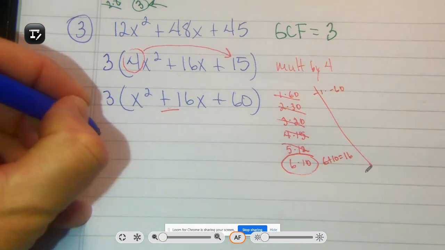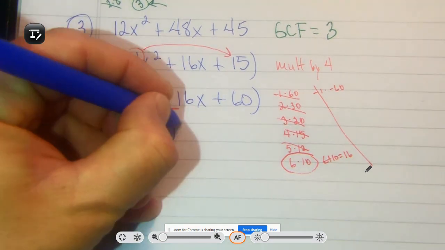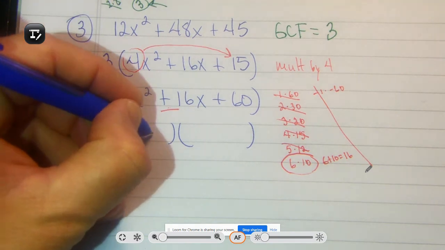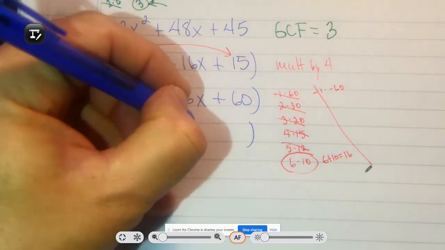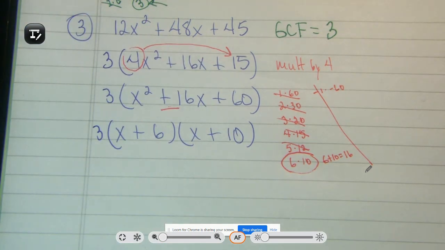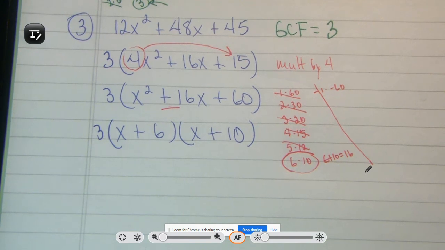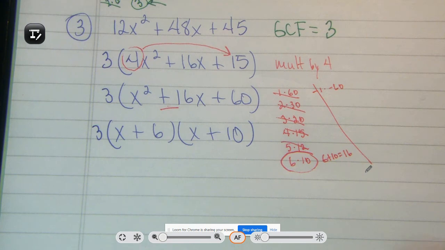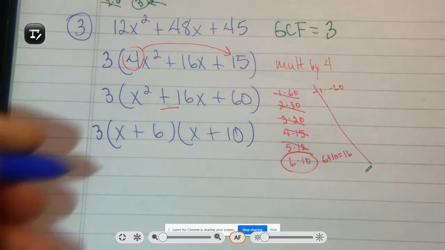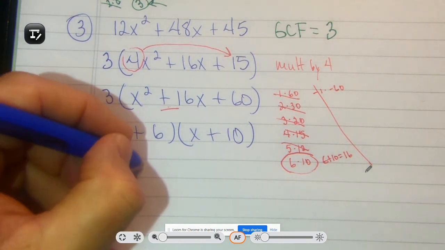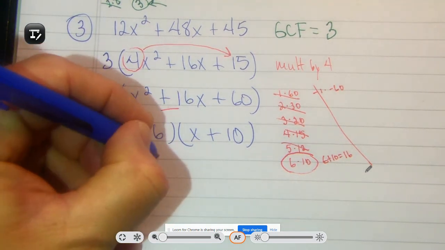All right, so I want to write my factorization then. And it'll be x plus 6 times x plus 10. So far, that looks good. Now, the last thing I want to do, since I multiplied by 4, I've got to divide that second term by 4 as well.